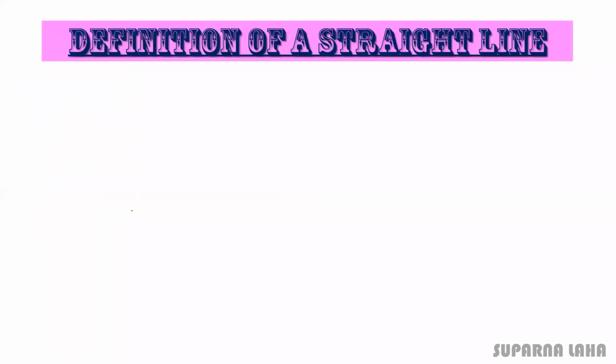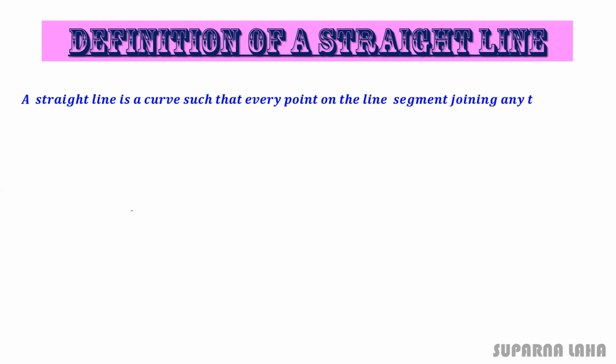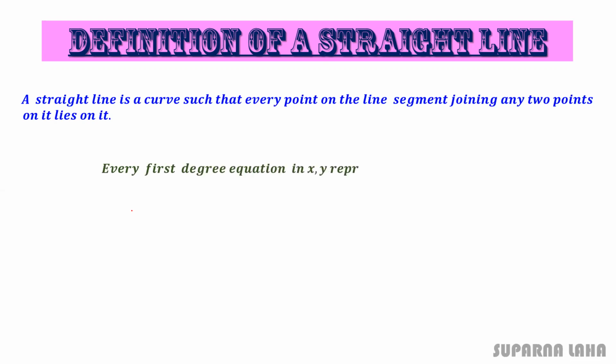Okay, so let's start this class with the definition of a straight line. A straight line is a curve such that every point on the straight line segment joining any 2 points on it lies on it. So all of you know what a straight line is and how to draw it. You have already drawn the straight line, its equations.